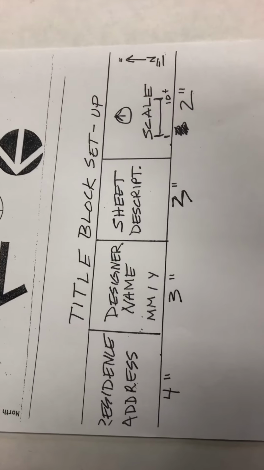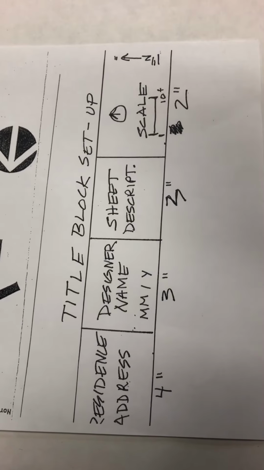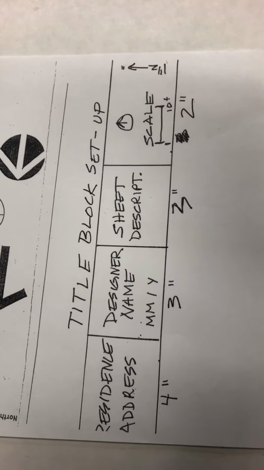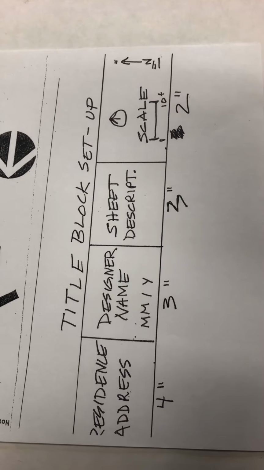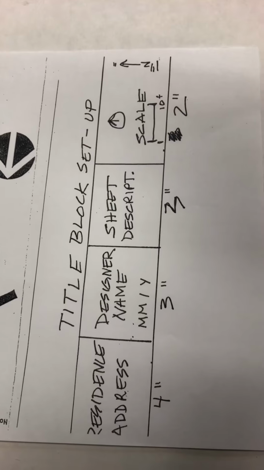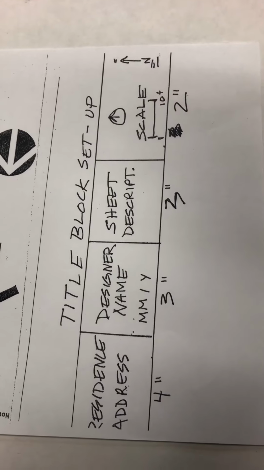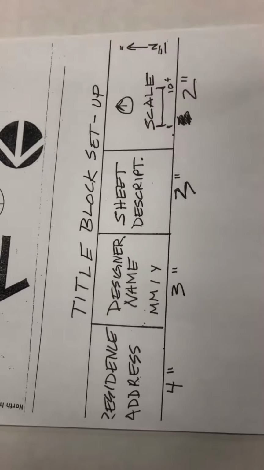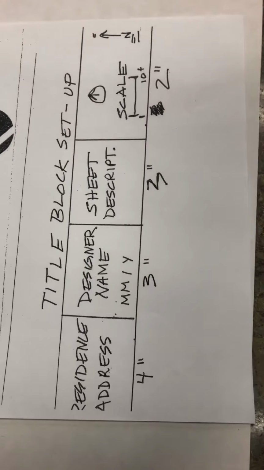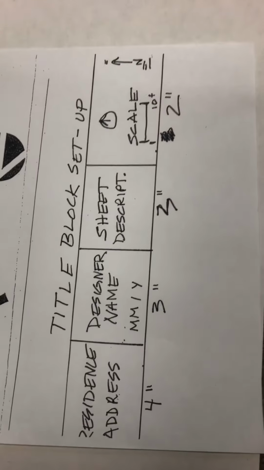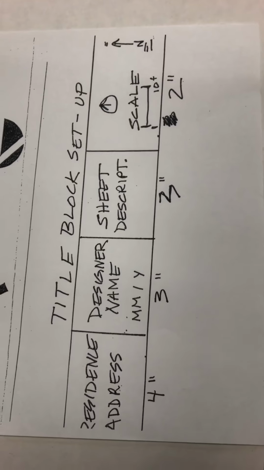The third box, which is 3 inches wide, is your sheet description. And what they mean by sheet description is, for this one, you're going to call it plant list. Your next one will be plot plan. Your next one will be existing conditions. So you see, it's going to describe what it is that the customer or the person who's looking at the plan is actually looking at. So that's what that third block will be.